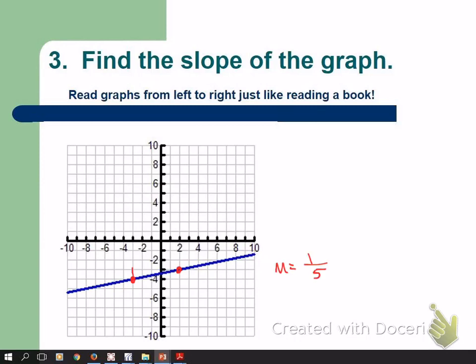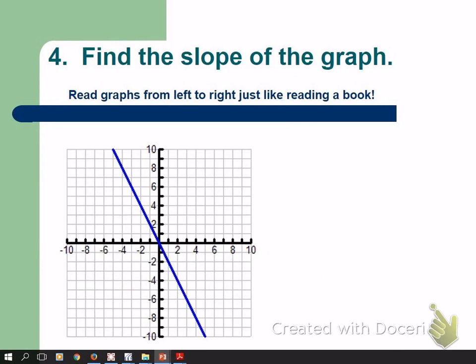Did you get 1 over 5? Okay, I hope you did, because that's what the slope should be. And it doesn't matter which 2 points you use. Okay, one more here. Give it a shot. See if you're right. Did you get negative 2 over 1? Okay? Again, the points don't have to be very far away. They can be right next to each other and it still works.